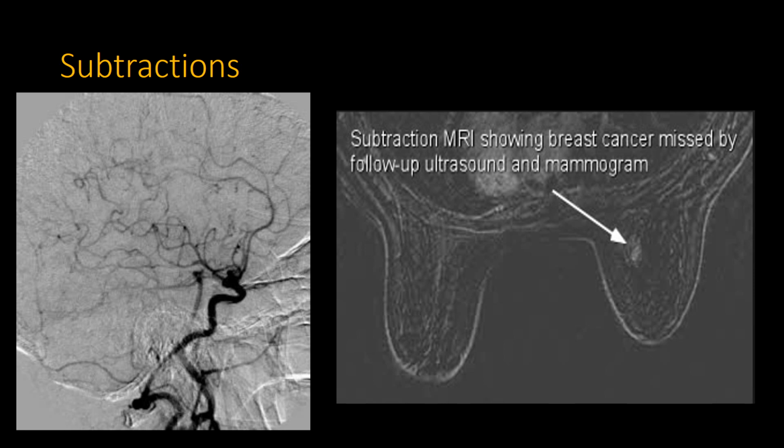All right, subtractions. Subtractions are a way to digitally alter images. Here's a subtraction MRI which shows a breast cancer. It's easier to see once you've subtracted out the background, fibroglandular tissue, and fat. Here's a digital subtraction angiographic image. Those are used very commonly in IR procedures because they really allow the vessels to pop out and allow you to do road maps, which help you manipulate catheters and wires as you go up into your desired target.